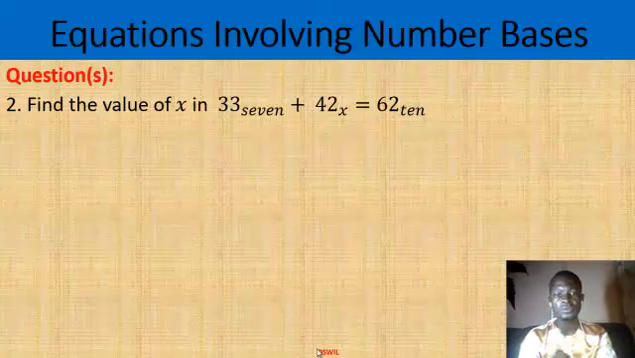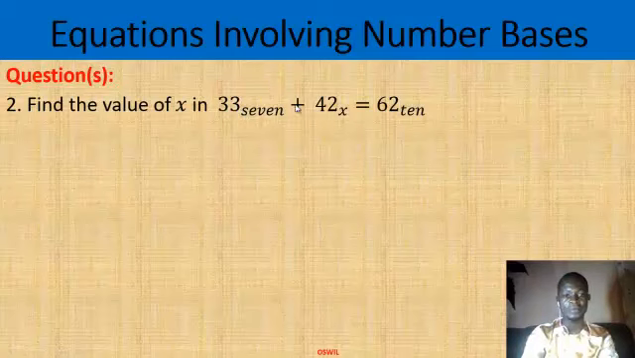Which of these numerals do you think have to be converted into base 10? We could see that because 3 is in base 7, it has to be converted to base 10. We could see that 4 has the unknown base, which is x. Therefore, these two must be converted to base 10.